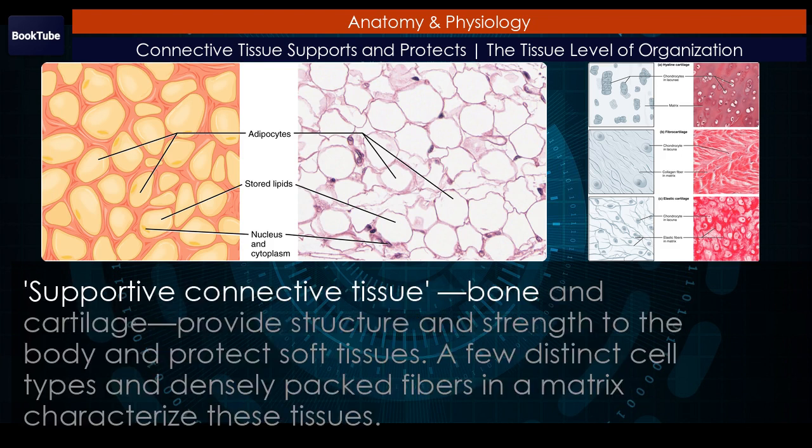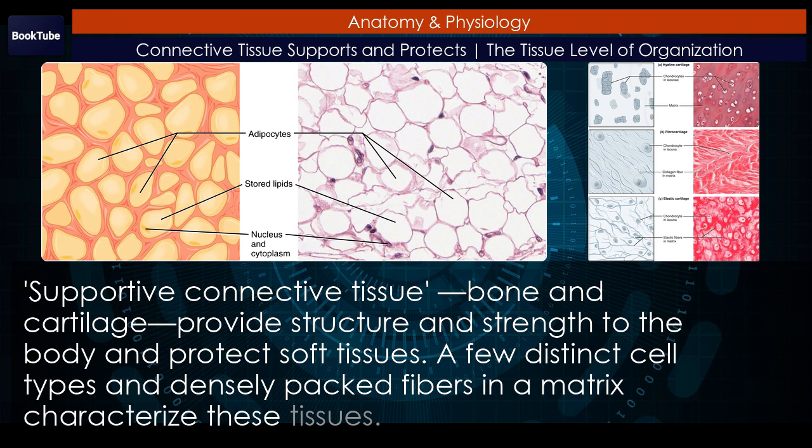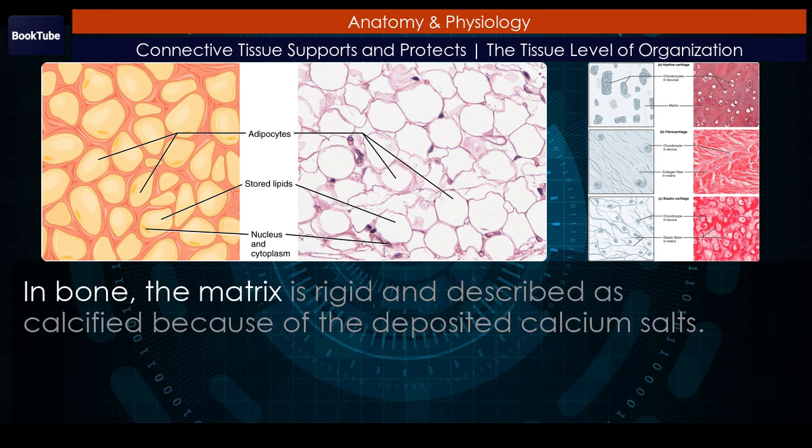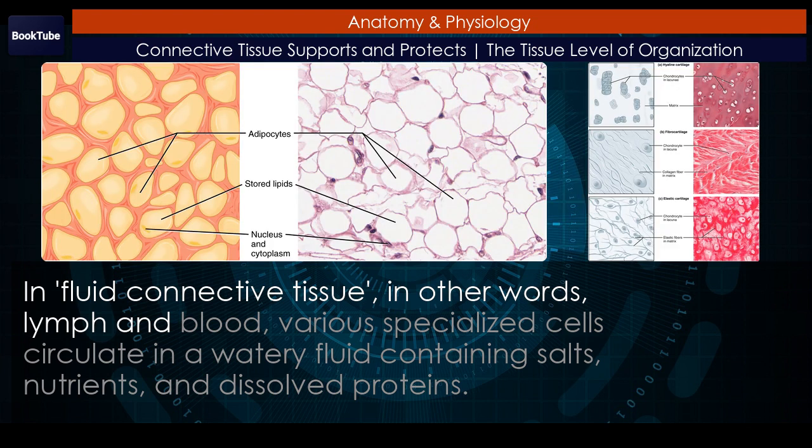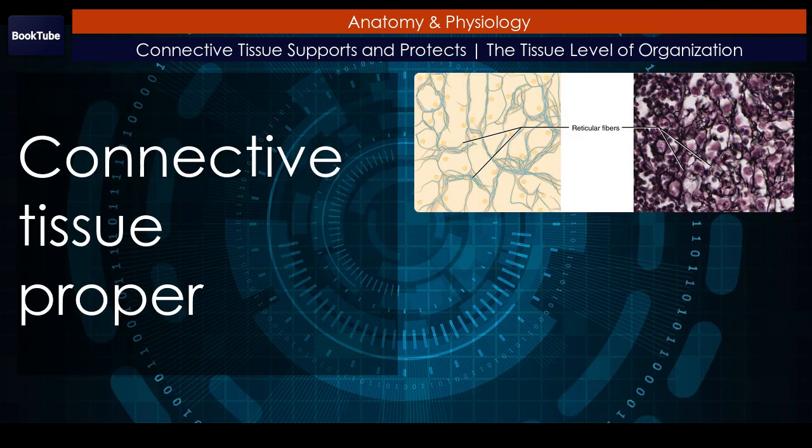Supportive connective tissue, bone and cartilage, provide structure and strength to the body and protect soft tissues. A few distinct cell types and densely packed fibers in a matrix characterize these tissues. In bone, the matrix is rigid and described as calcified because of the deposited calcium salts. In fluid connective tissue, in other words, lymph and blood, various specialized cells circulate in a watery fluid containing salts, nutrients, and dissolved proteins.